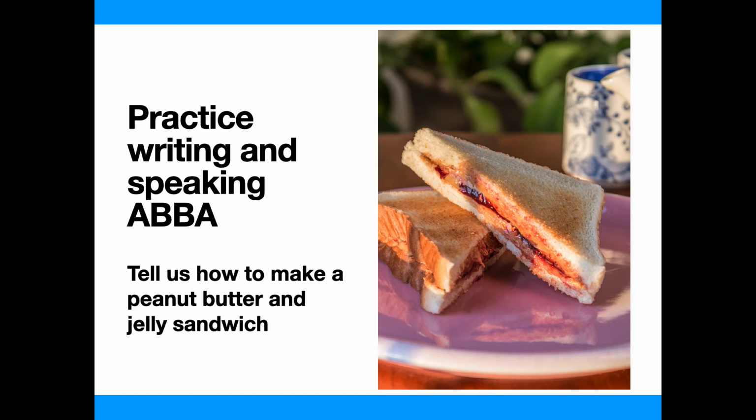Now it's not going to be ABCBA. We'll get more complex with our things in the future, but this is just four bullet points of how to make a peanut butter and jelly sandwich. So we talk about bread, then jelly, then peanut butter, then another piece of bread. The A's are bread and the B's are the filling. So think of some more things that you can practice in an ABBA format.